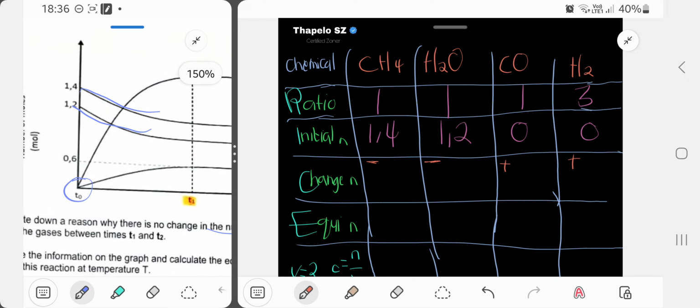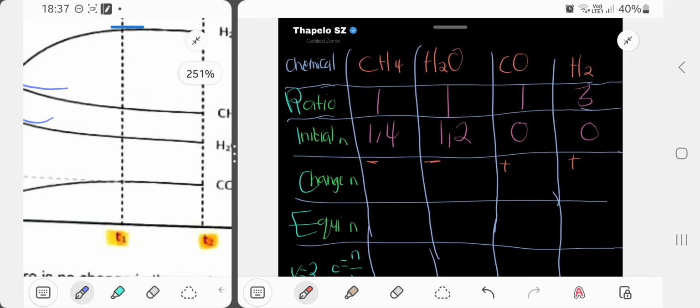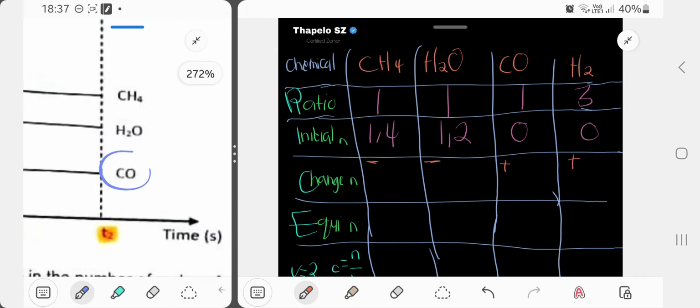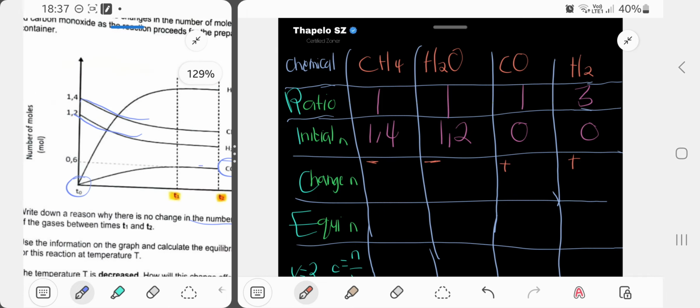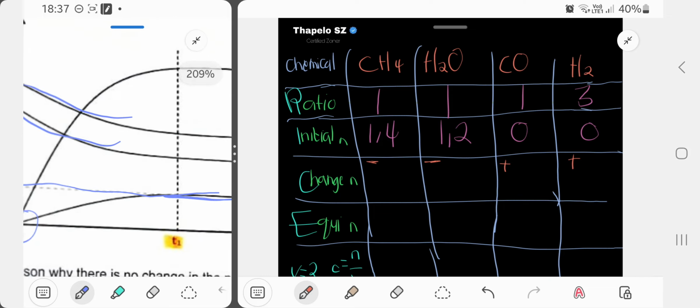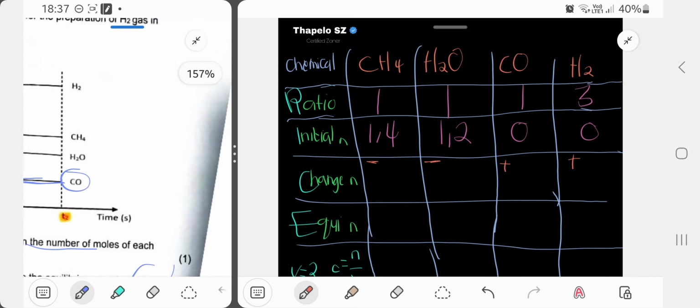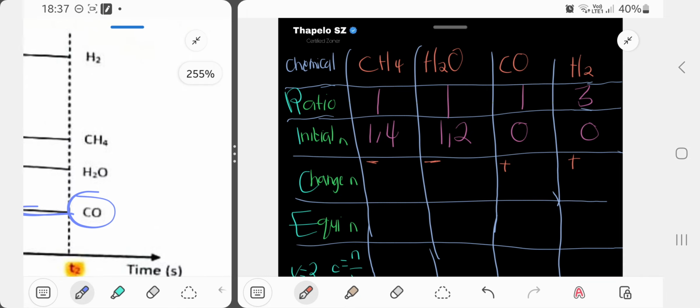They've given us something very, very important. They've given us the change: the number of moles of carbon monoxide at equilibrium, which is 0.6. And how do we know it is at equilibrium? Because we can see that the number of moles was constant at that stage. So we can all agree that 0.6 was the number of moles of carbon monoxide at equilibrium.